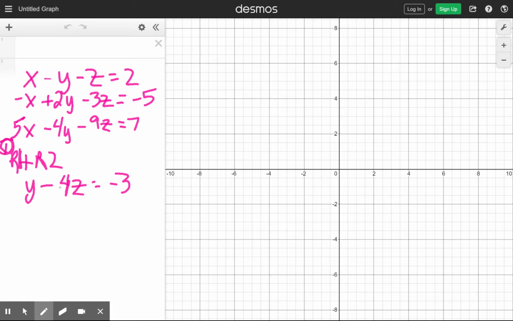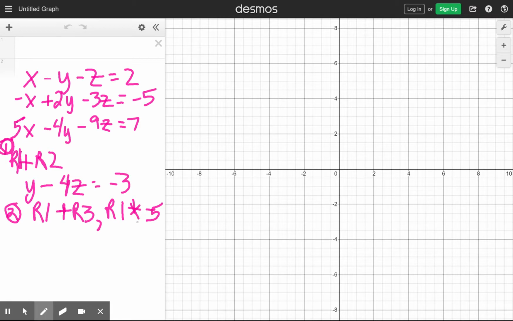Next, I would like to combine row 1 plus row 3, again to get the x's to cancel out. You need to get the same variable to cancel out with a different pair of equations. But in order to get that 5x in row 3 to cancel out, we need to take row 1 times negative 5. So doing that, I'll make myself a note here that we're taking row 1 times negative 5.